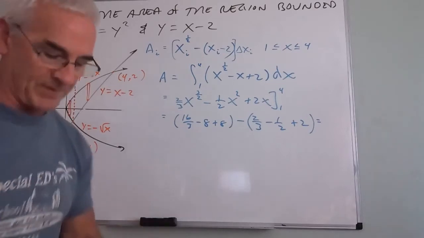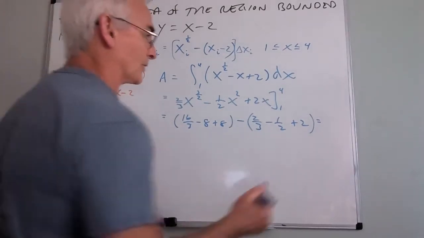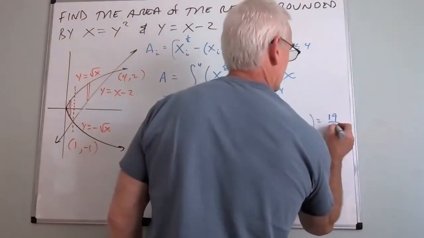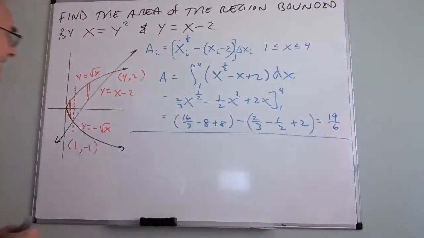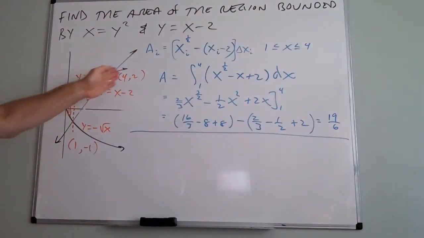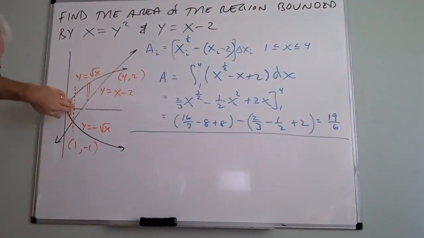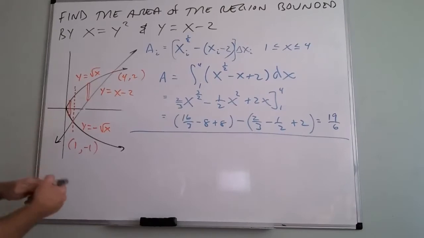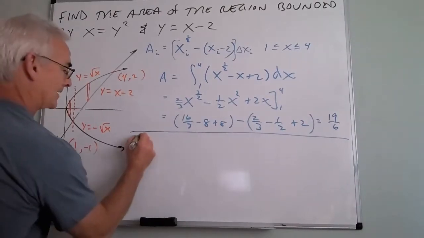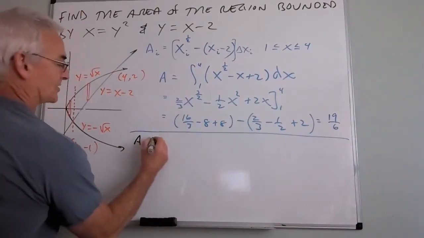So right now we've got something icky. It looks like 19/6. Now we're not done. That's the area of this portion. We still have to calculate the area of this portion. Oh my gosh, how am I going to do that? Well, instead of AI, let's call that one AJ, because I'm doing something different.